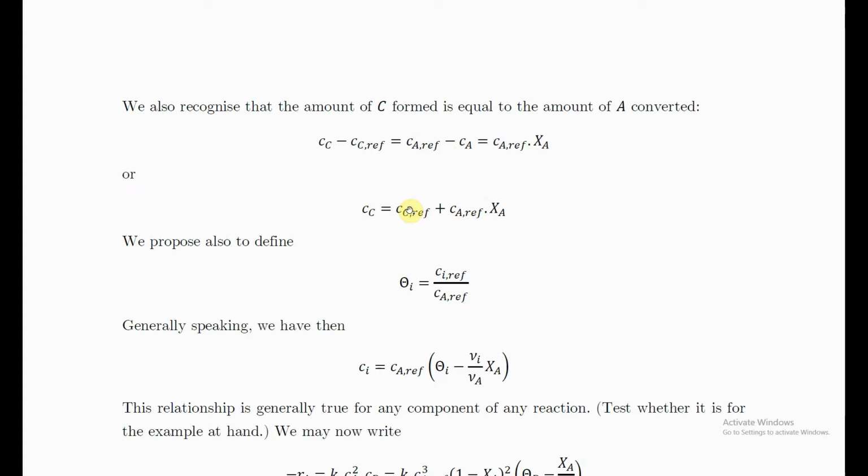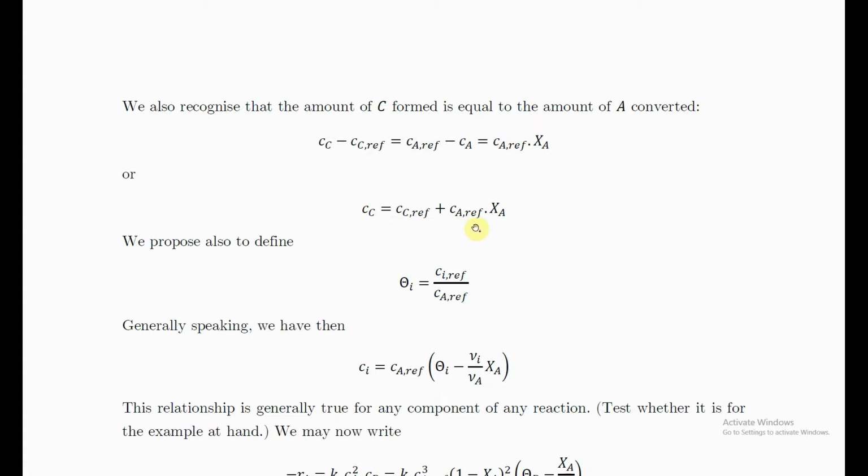So again, we can rewrite this in terms of the conversion of A. So we can just take C ref onto that side. And so obviously these are all simple things. We can see all this quite directly, but there is a reason we are trying to generalize our expression.